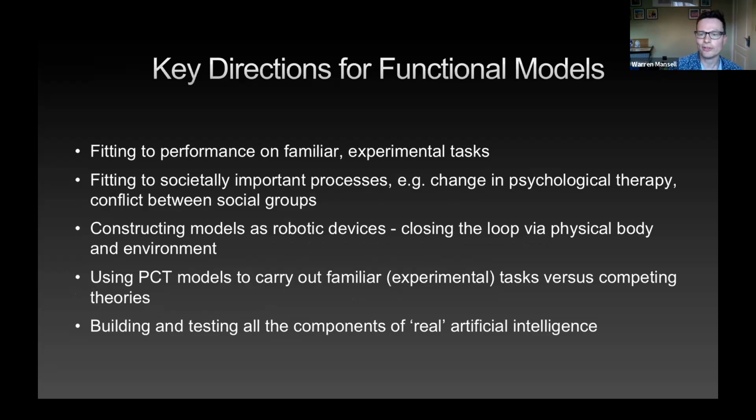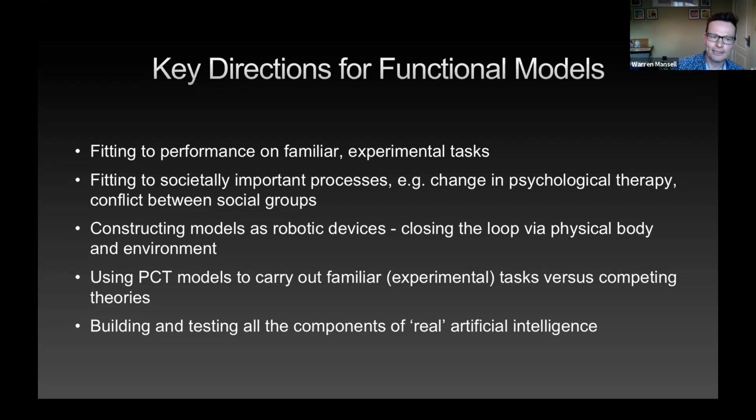One thing we can do is to try and fit performance, not just to the tasks that we choose, but to familiar experimental tasks that our colleagues are interested in. How can we use the models to fit societally important processes, things that people recognize as important, like psychological change in therapy, like conflict between social groups in the work that Kent works on? How can we construct models, not just as simulations where we sometimes short circuit the loop of the physical environment, but close it via the real physical world, like in robotic devices, making a simulation more convincing?